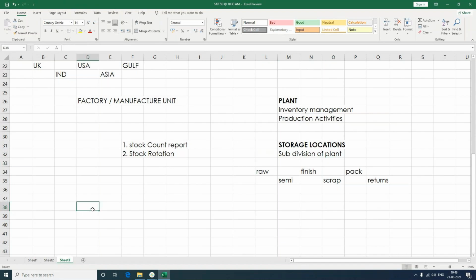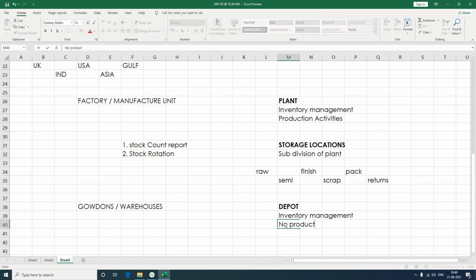Next term, godowns, warehouses. These things we hear very often. Now, what we do in godowns or warehouses, we use them only for storage. We don't do anything else, only storage. So these godowns or warehouses, in SAP terms, we call a depot. The depot is purely used for what purpose? Inventory management. So there will be no production. We don't do any kind of manufacturing over here.